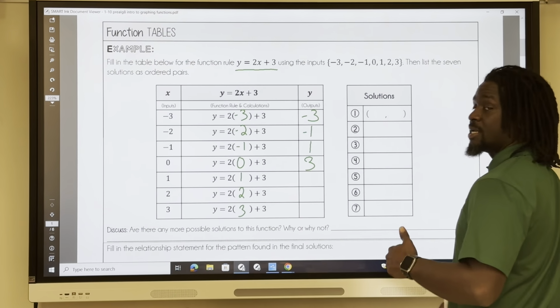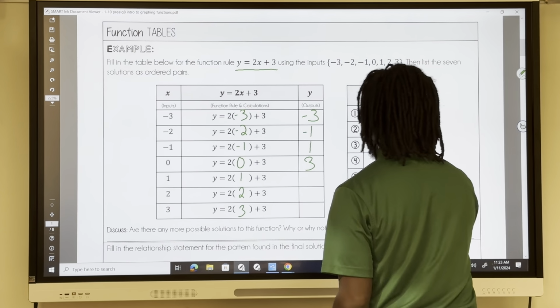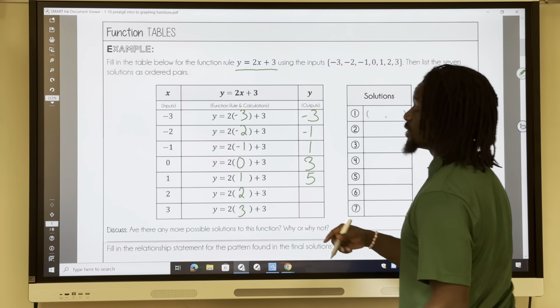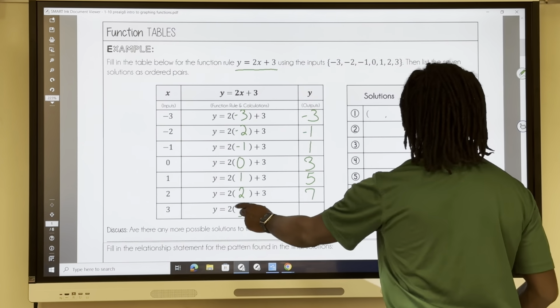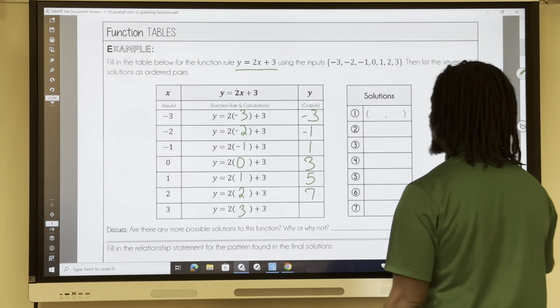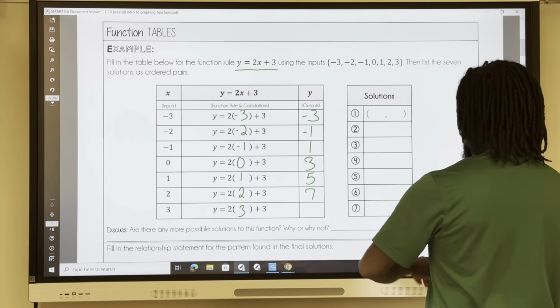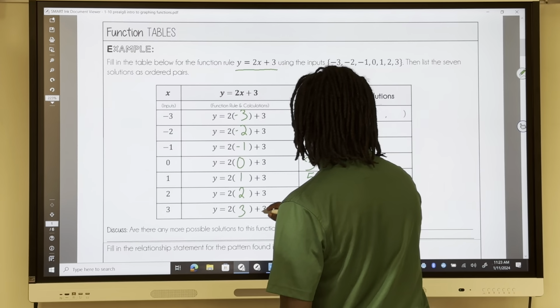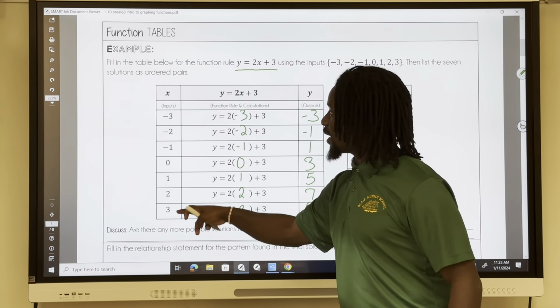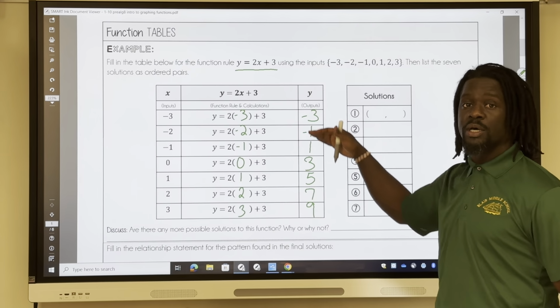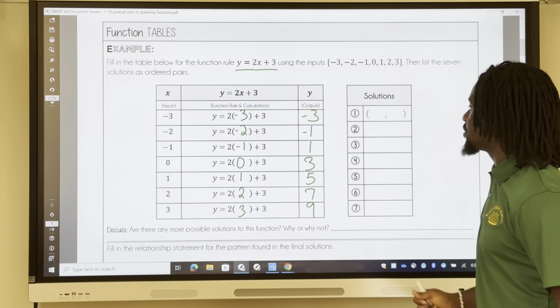2 times 1 is 2, plus 3 is going to give me 5. 2 times 2 is 4. 4 plus 3 is 7. 2 times 3 is 6, and 6 plus 3 is 9. And so now we've taken our inputs and determined what our corresponding outputs are.